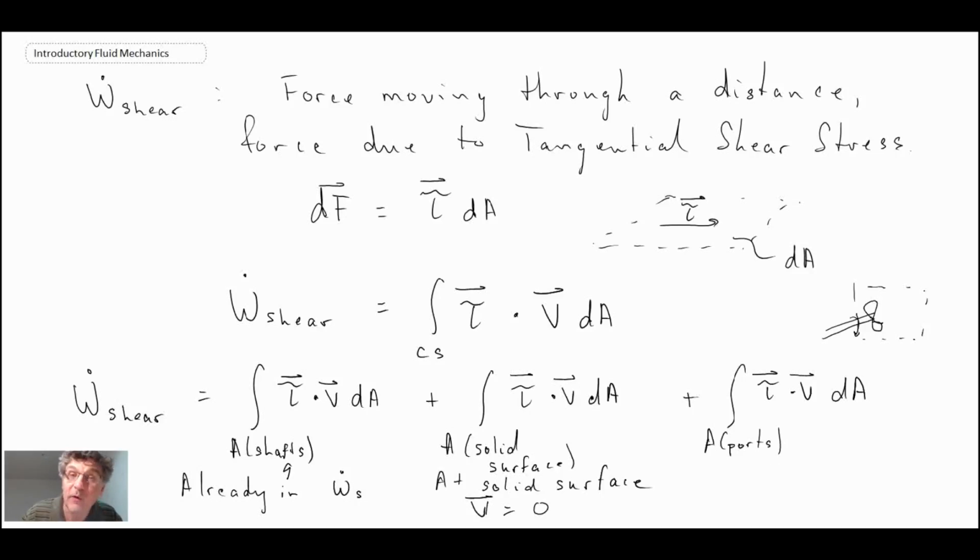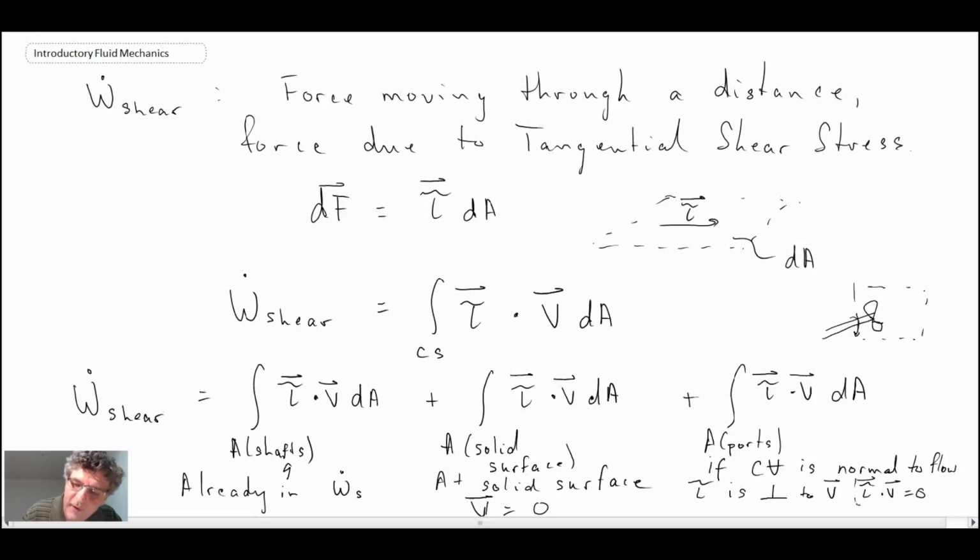And then finally we have the one for crossing at ports. If you create your control volume in a manner that the control volume is normal to the flow crossing that boundary, then tau is perpendicular to V, and if tau and V are perpendicular, tau dot V will equal 0. But we don't always necessarily have that condition, and so we will retain this last term. The other two will go away through careful choice of the control volume, as well as the fact that the shaft work is already in the shaft work term. So what we end up with for shear is the following. And I write this as area of ports. That's wherever mass is crossing our control boundary, so inlets or exits.